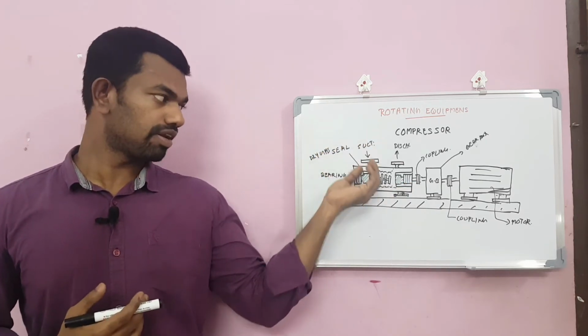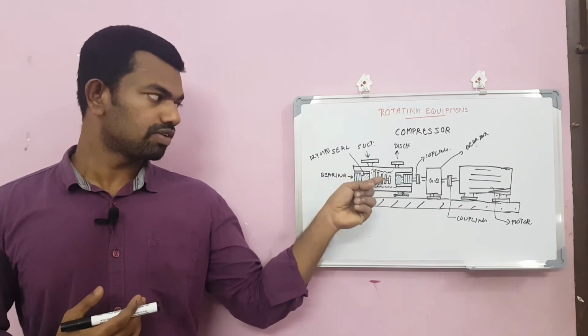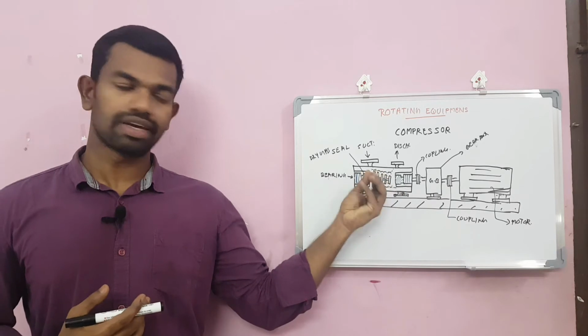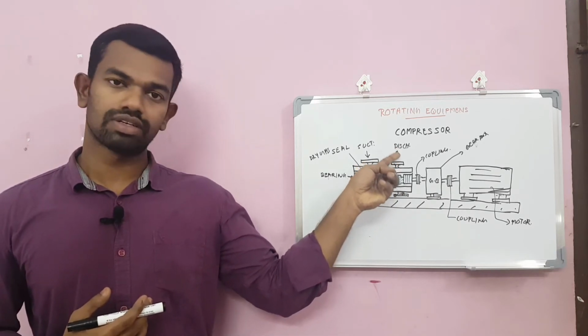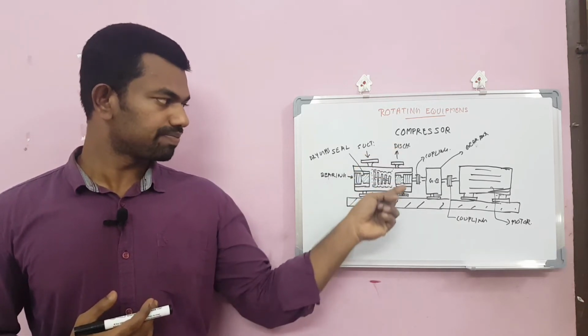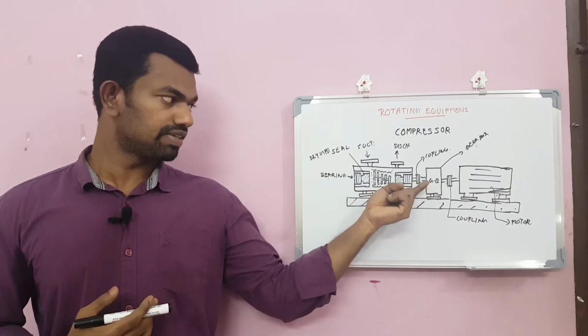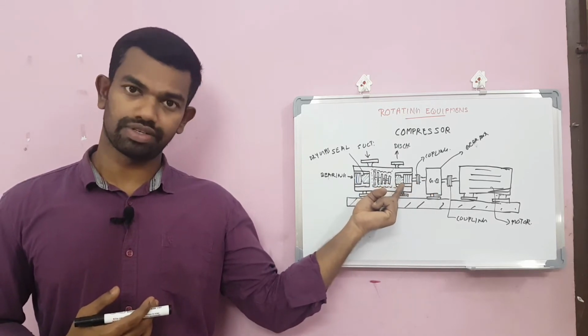Inlet gas is entering from this area, and it will be compressed. Here are the 5 impellers: 1, 2, 3, 4, 5. They will compress the gas, and it will flow through the discharge nozzles. This is the coupling connecting the gearbox and the compressor.